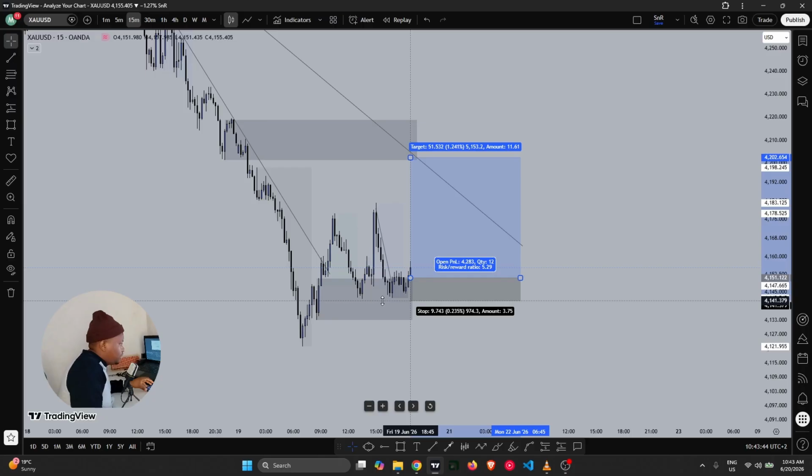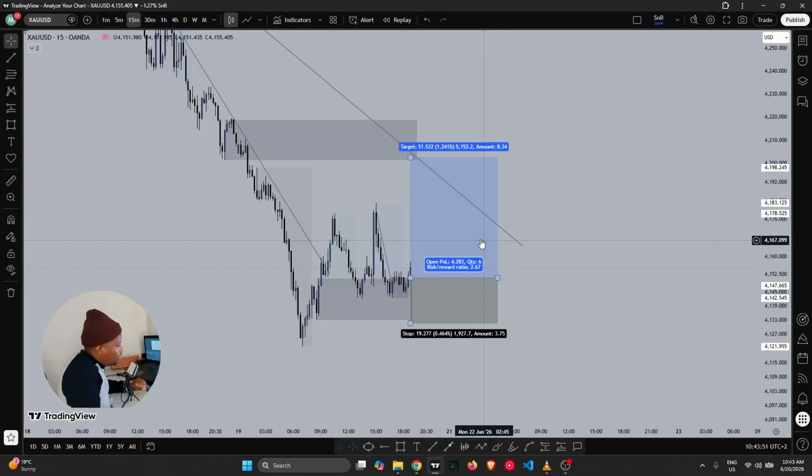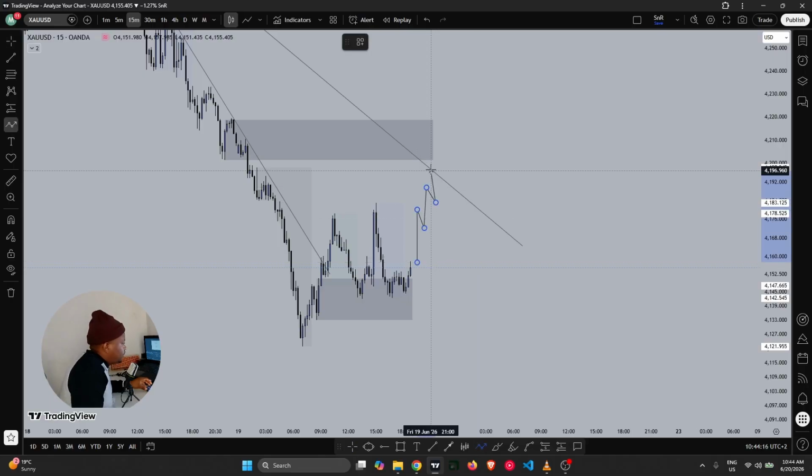Your stop loss can be here, but for safety it has to be all the way below here. So that is the plan for gold. Okay, then once we get here, something like this, it's a pattern, right? Tap.